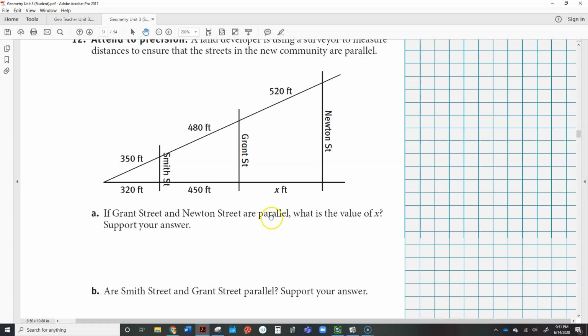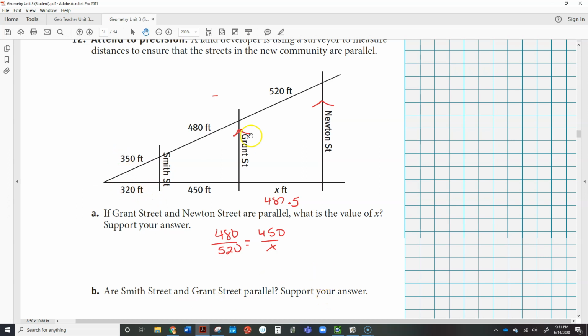If Grant Street and Newton Street are parallel, so mark your picture parallel. What is the value of x? Just take any two pieces. These two I know. So 480 over 520 is equal to 450 over x. Cross multiply and divide. 520 times 450 divided by 480. And this one comes out to be 487.5.